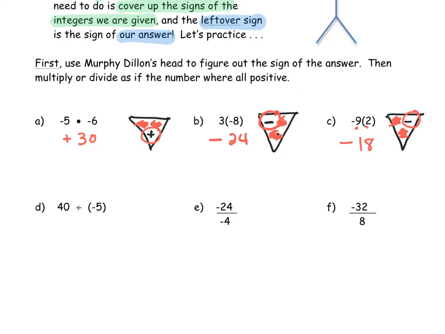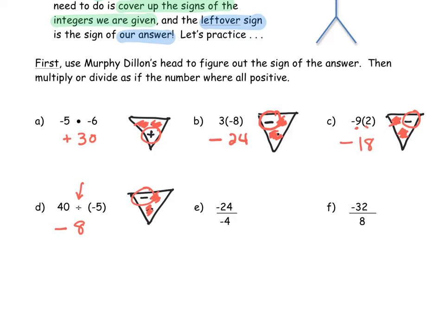Let's do letter D. The beautiful thing is Murphy-Dillon also works when we're dividing. Using Murphy-Dillon's face, please tell us what the sign of the answer is. If you said the answer is negative, you're correct. Now we ask ourselves, how many 5s does it take to get to 40? I'm dividing 40 by 5. So how many groups of 5 do I need to make 40? That's 8. So the answer is -8.